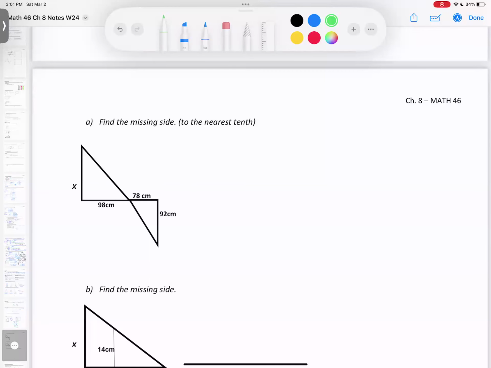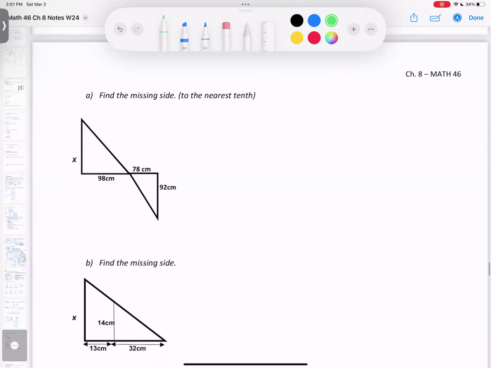Alright, let's do some applications of similar triangles. Remember, similar triangles have the same three angles. Okay, this is kind of a tricky one here because we're asked to find the missing side length x. Now we have to assume this should have a right angle in here. So we have to assume those are right angles.